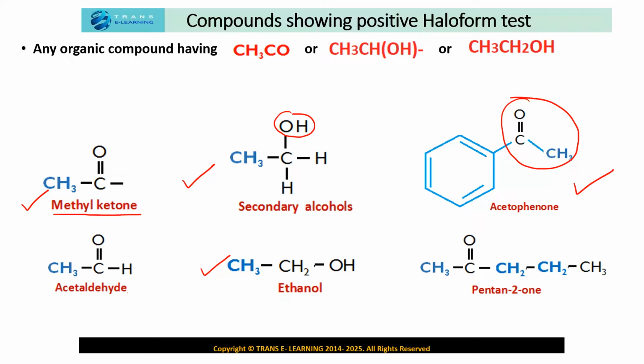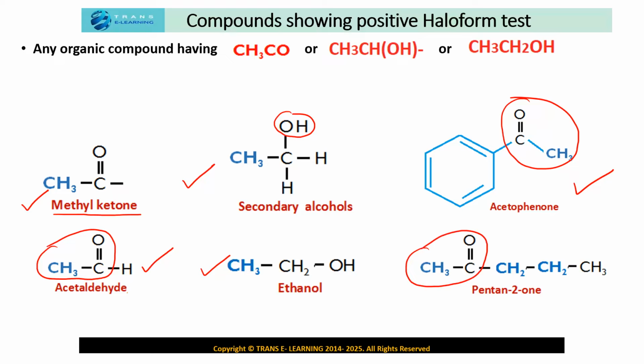It is an aldehyde group. It is neither a secondary alcohol nor ethanol, because it is not an alcohol, it is an aldehyde group. So we are going to look for the methyl ketone. Yes, so it is going to give a positive haloform test. And then we have a ketone, that is pentan-2-one. Again, we are going to look for the methyl ketone.